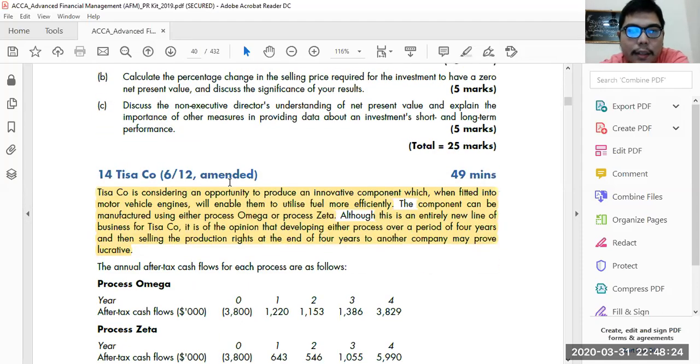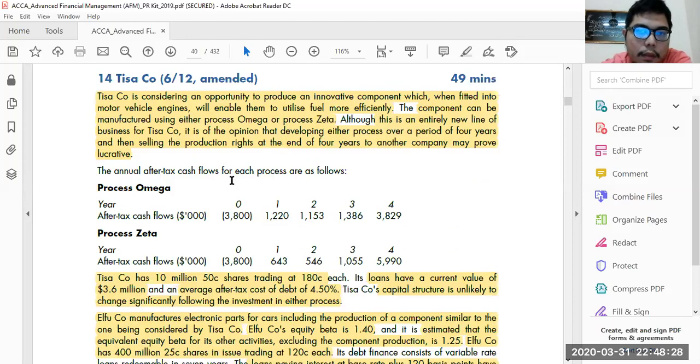It is the June 2012 exam. Let's read the question together. TISA Co is considering an opportunity to produce an innovative component which, when fitted into a motor vehicle engine, will enable them to utilize fuel more effectively. So they want to produce this innovative engine component. They want to venture into a new business.